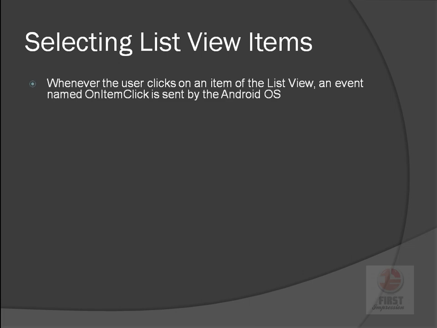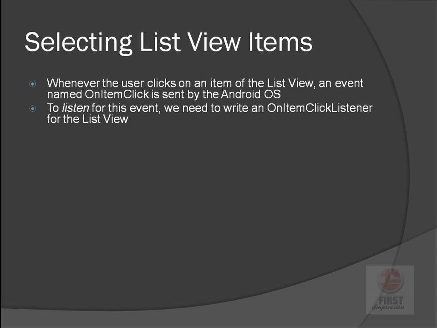We have to first make sure that whenever a user clicks on the list view item, an event named on item click is sent by the Android OS. Whenever someone clicks on a button, an event on click is sent by the Android OS, but whenever someone clicks on the item of a list view, an event named on item click is sent by the Android OS. We have to listen to this event. So to listen to that event, we have to create an on item click listener for the list view. Okay, so we have to listen to the on item click of the list view. So we have to add an on item click listener for the list view.